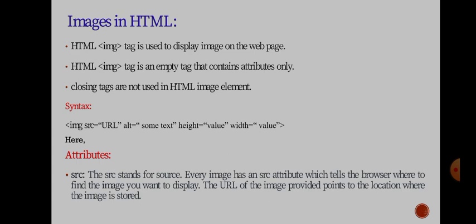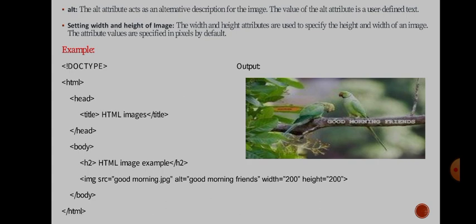Coming to the attributes, src stands for source. Every image has an src attribute which tells the browser where to find the image you want to display. The URL of the image points to the location where the image is stored. And the next one is the alt attribute. If the image cannot be displayed, then the alt attribute acts as an alternative description for the image. And the value of the alt attribute is user-defined text.